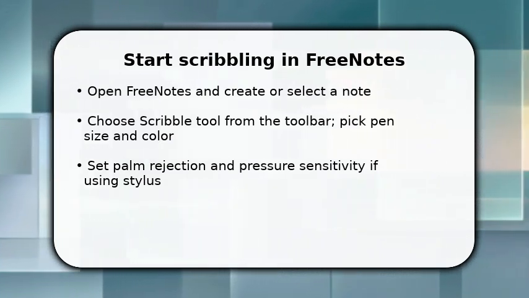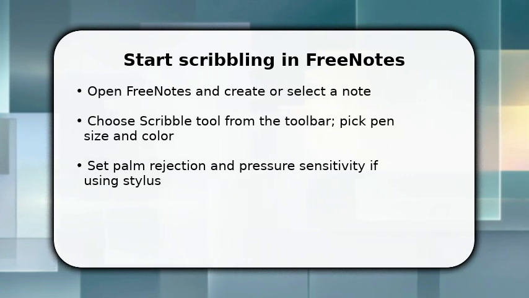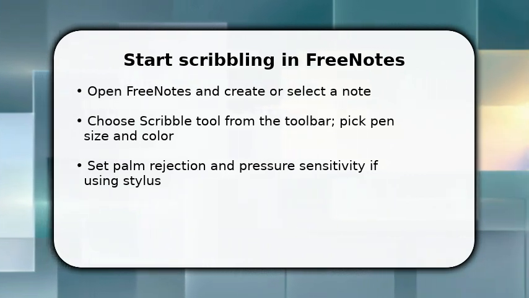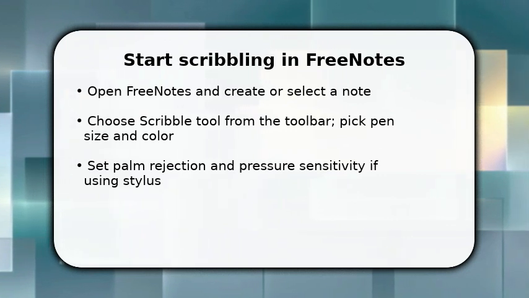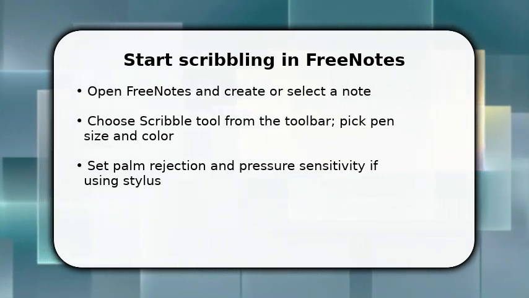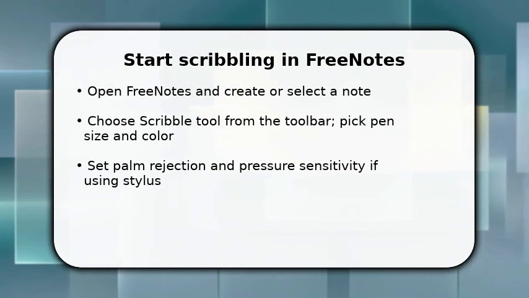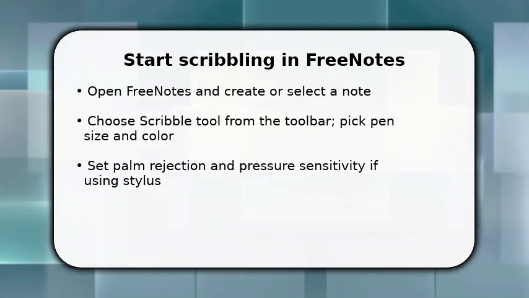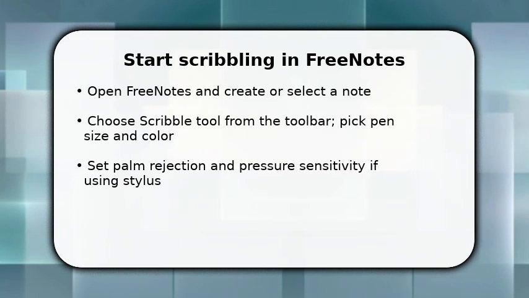Make sure palm rejection is enabled and pressure sensitivity is configured if you use a stylus, because that prevents accidental marks and gives natural line variation. After that quick check, position your hand and start drawing a simple guideline to test feel and responsiveness.